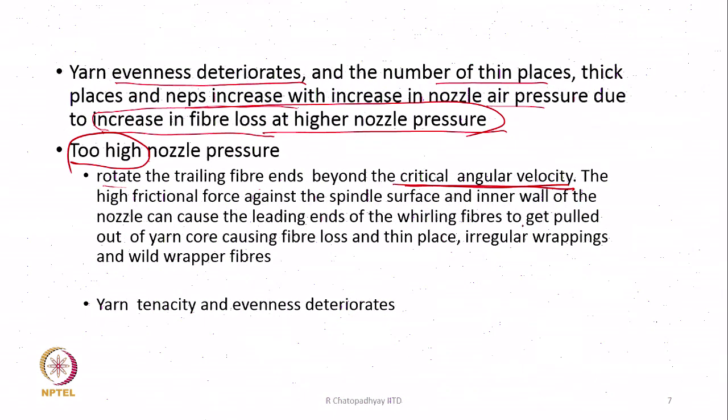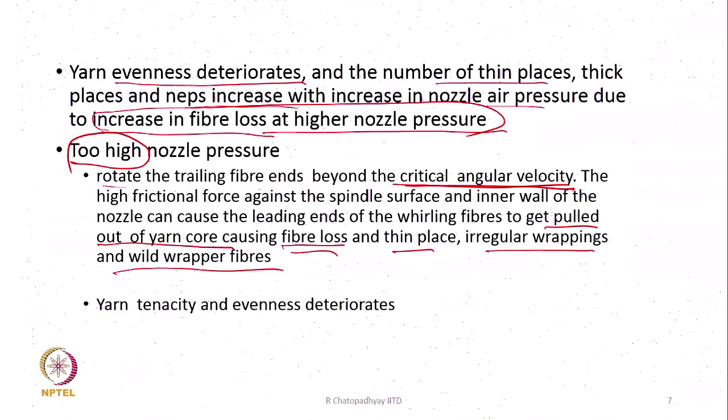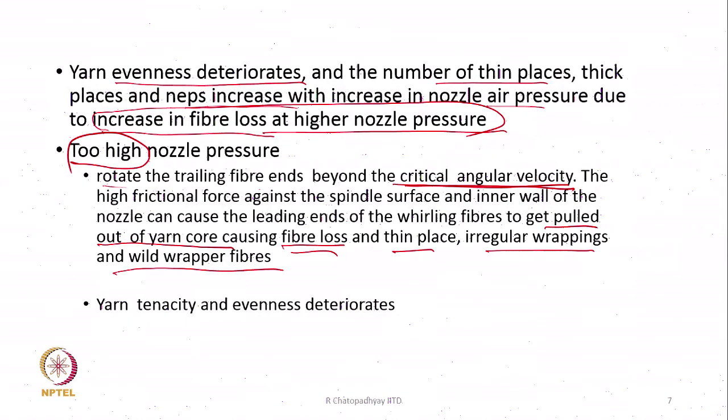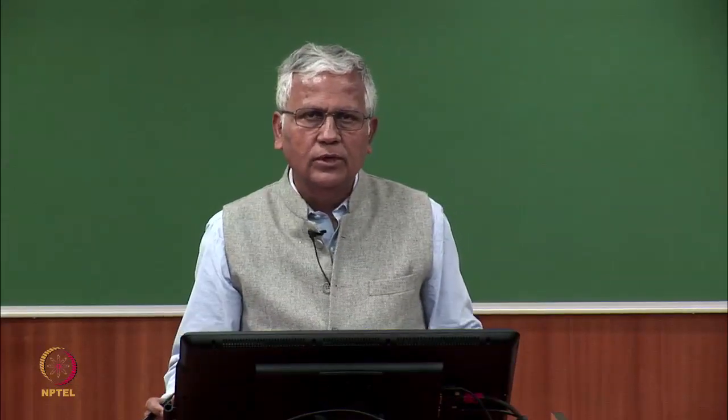So, they will basically be pulled out of the yarn core, causing fiber loss, thin places, irregular wrapping, wild wraps, everything, if we go for very high, sorry, it's not speed, very high nozzle pressure. That means there has to be an optimum nozzle pressure; too high will be bad, and too low also will be bad. So, you have to find an optimum. The optimum will depend upon the count of yarn we are going to produce, and will also depend upon the length of fibers that we are going to process.